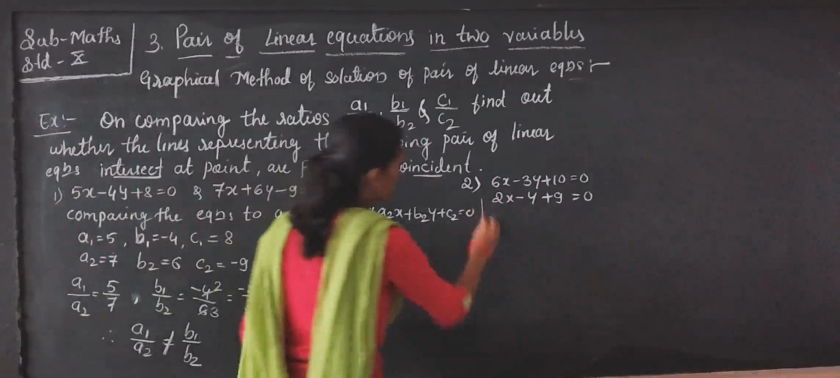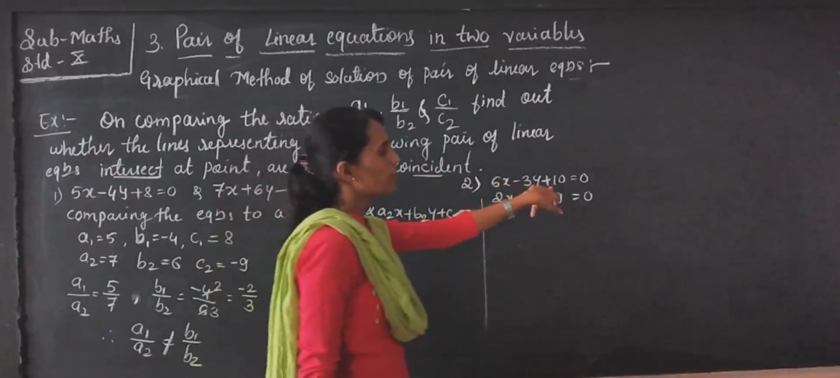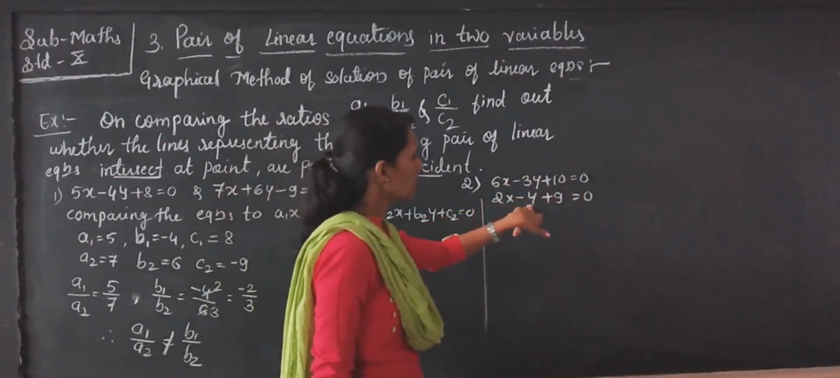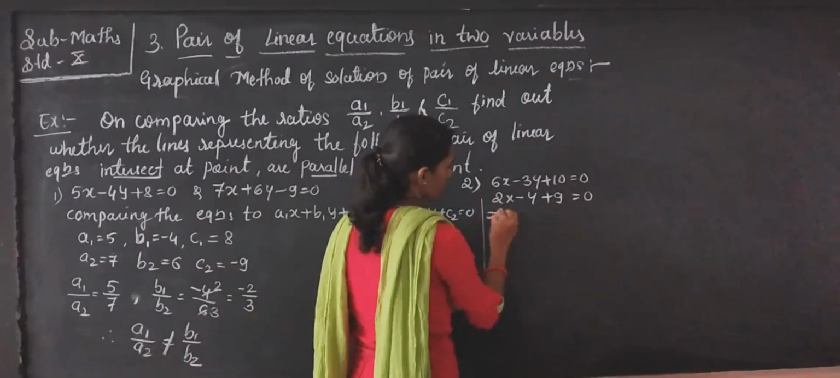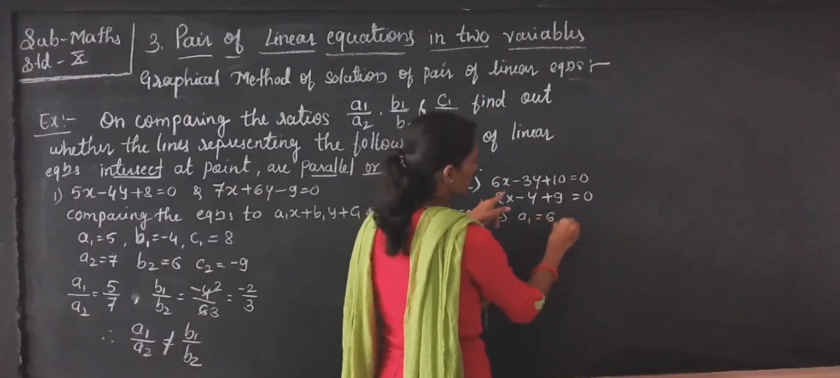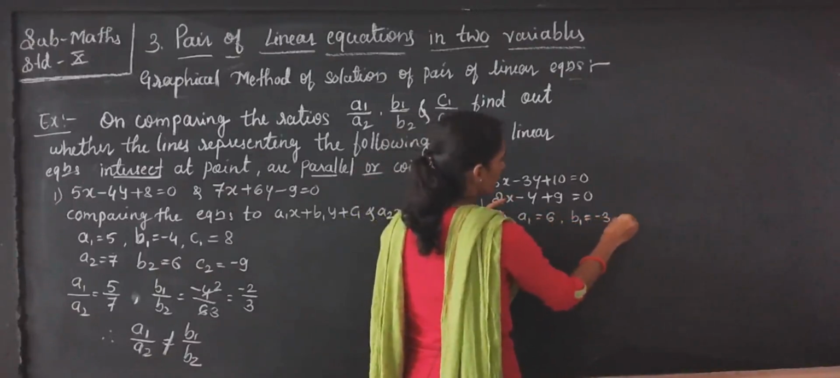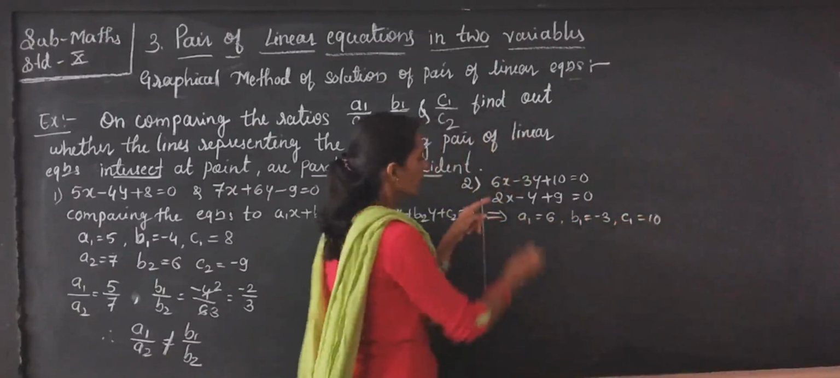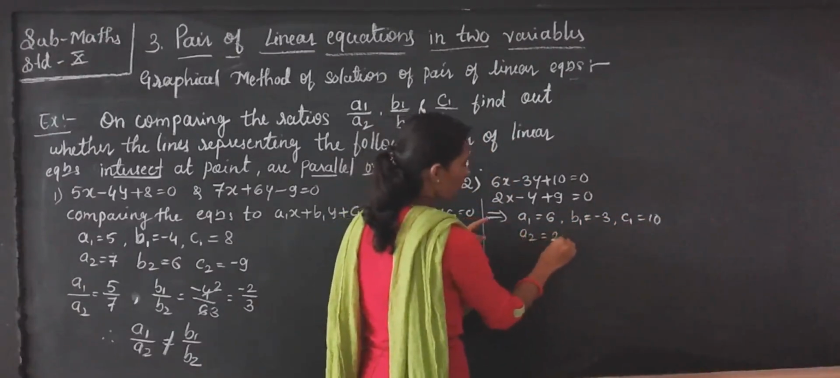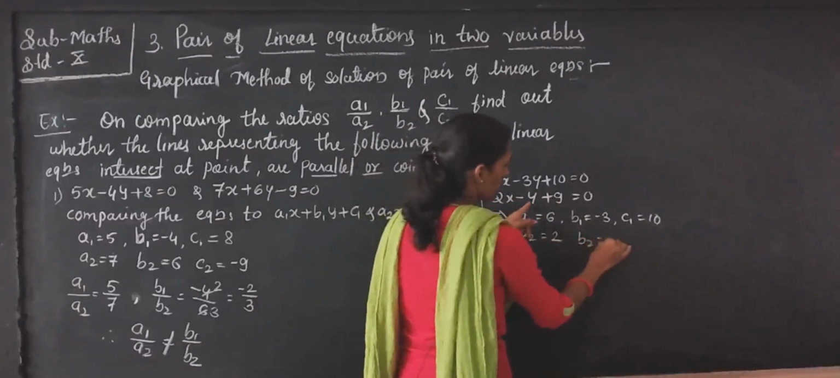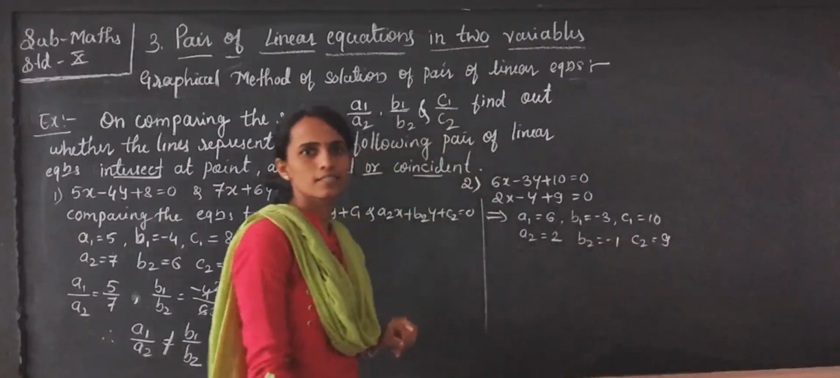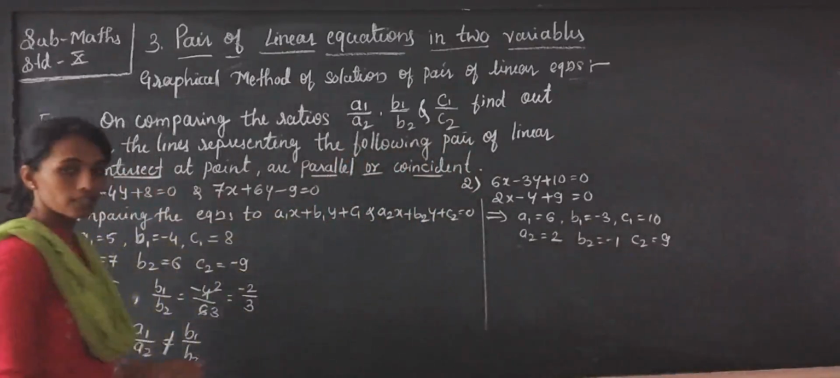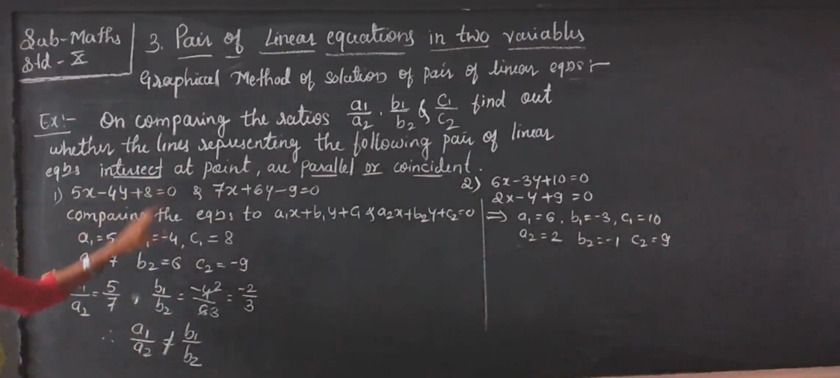So come to the next example, that is 6x minus 3y plus 10 is equal to 0 and 2x minus y plus 9 is equal to 0. Here also write down the values. So A1 is equal to 6, B1 is equal to minus 3 and C1 is equal to 10. And A2 is equal to 2, B2 is equal to minus 1 and C2 is equal to 9.